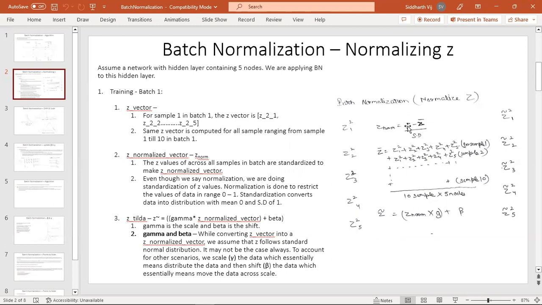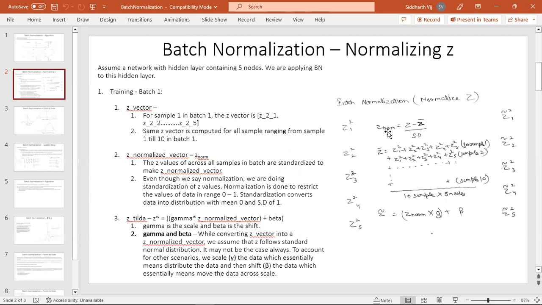The next step in doing batch normalization is to create something called Z tilde. Z tilde is the lower computation that you see. What Z tilde does is it multiplies the Z normalized values with a factor gamma and then adds the output to a shift operator beta. Right? Now, an important thing to note here is we talked about normalization being done for Z values. So it is called normalization, but actually we are doing standardization.